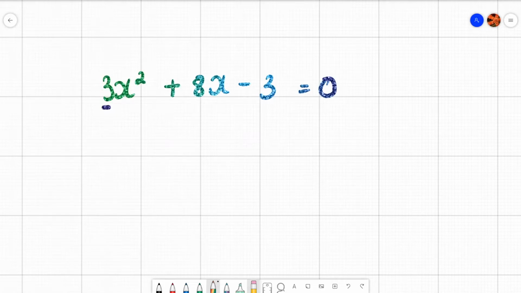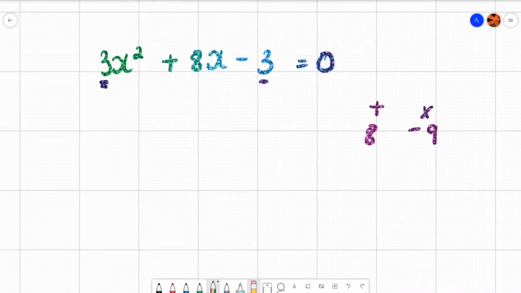So you times the first number and the last number together. So this 3 here times the last number there. It's 3 times minus 3, which is minus 9. So I want two numbers that multiply together to make minus 9, but add to make the middle number, which is positive 8. Well, I know that I can make 9 from 1 times 9, and I know I can make 8 from 1 and 9. It will be 9 take away 1, won't it? So 9 take 1 would give me the 8, and when I times these two together, 9 times minus 1, I would get minus 9.